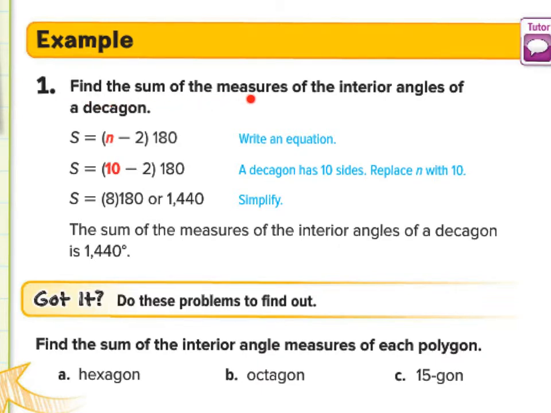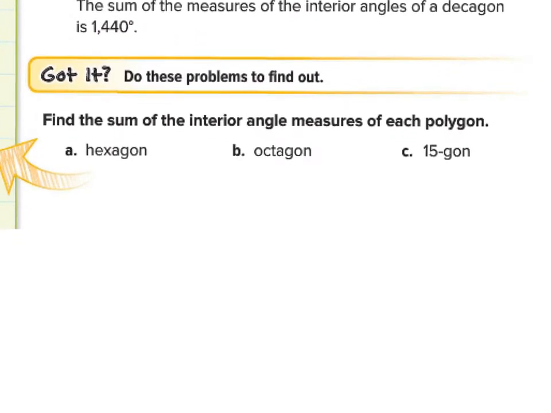Find the sum of the measures of the interior angles of a decagon. Well, we know that a decagon has 10 sides. So we replace our variable with 10, subtract the 2, we get 8, and 8 times 180 is 1,440. The sum of the measures of the interior angles of a decagon is 1,440.